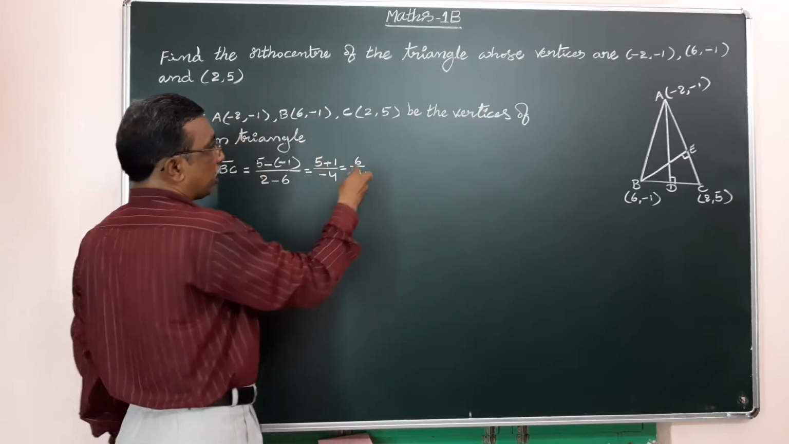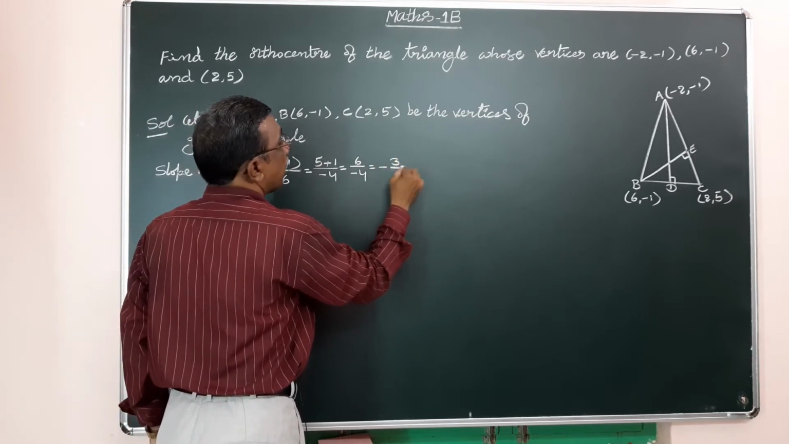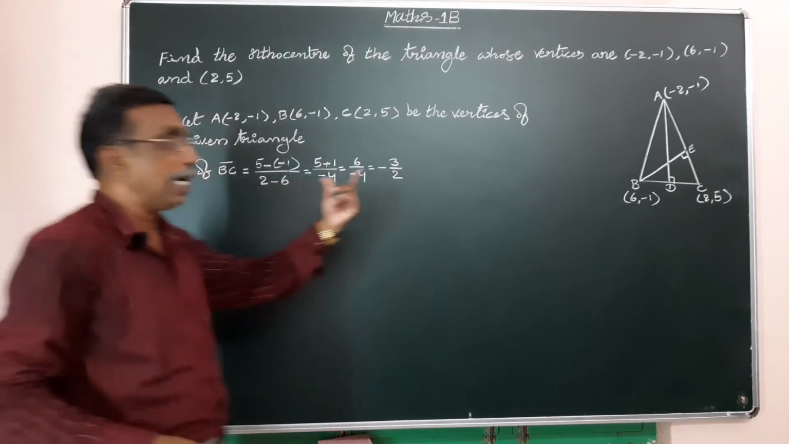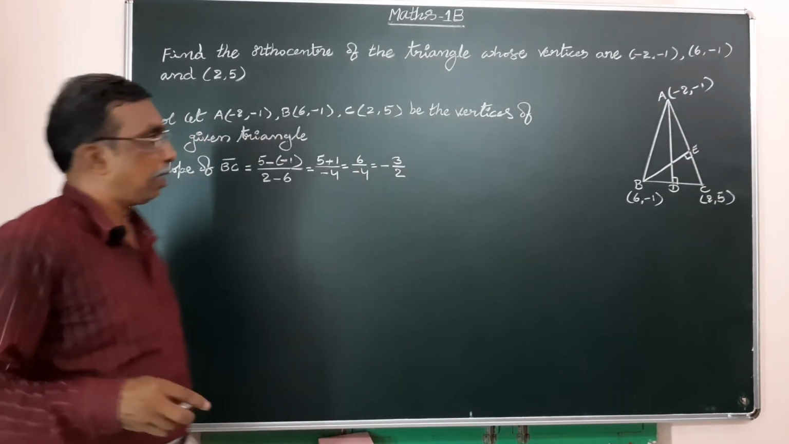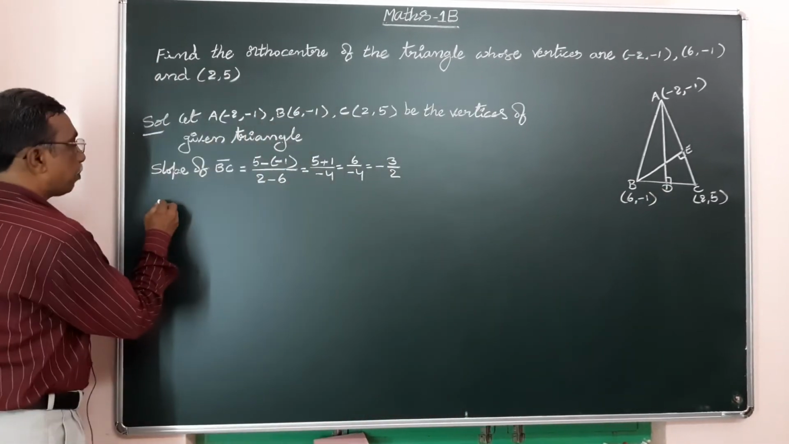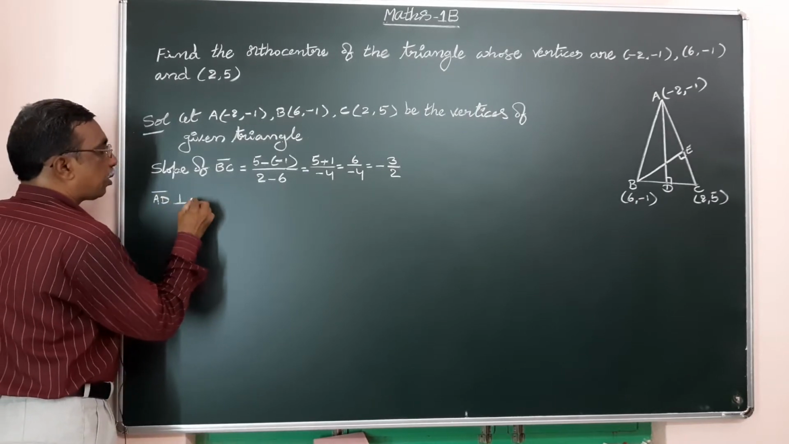Now the common factor is cancelled. Minus 3: 2 twos are 6, 2 twos are 4. Minus 3 by 2. This is the slope of BC bar: minus 3 by 2. And next, AD bar is perpendicular to BC bar.